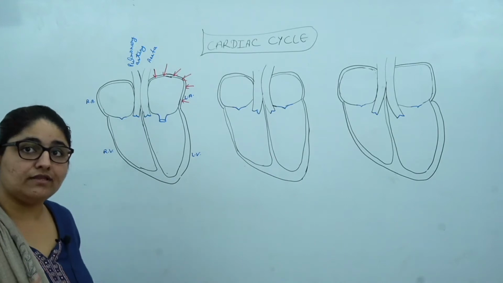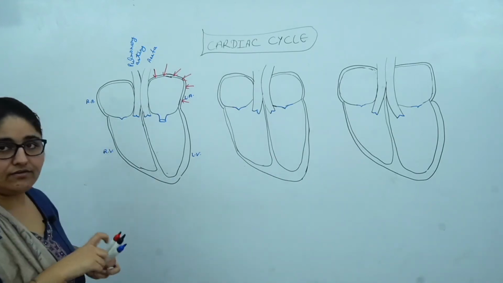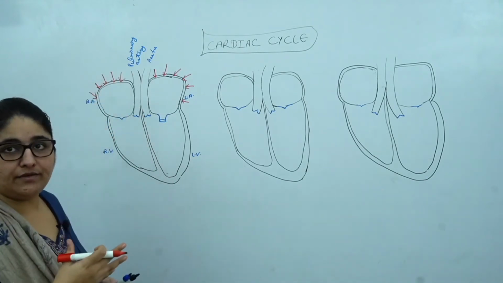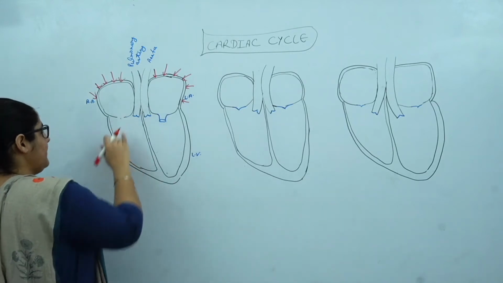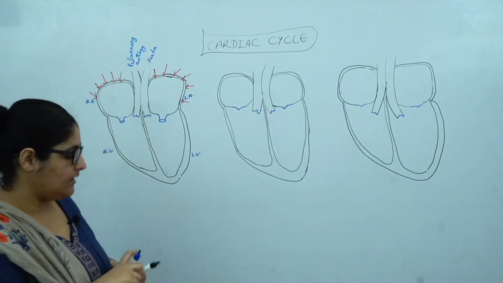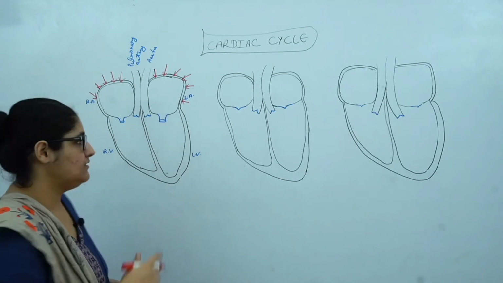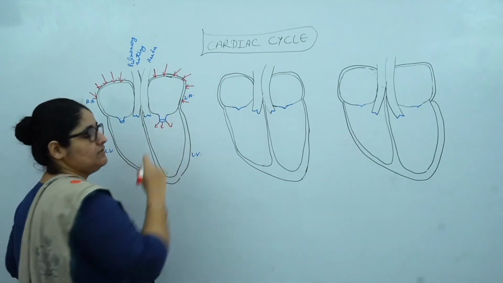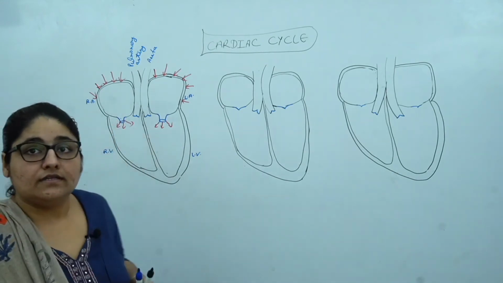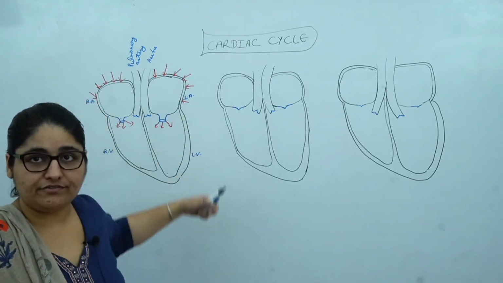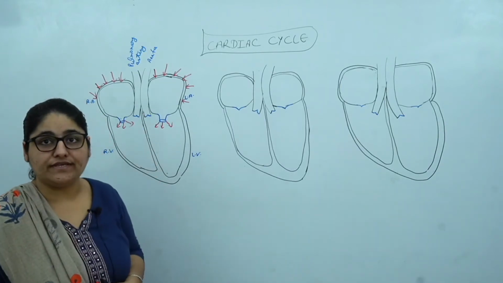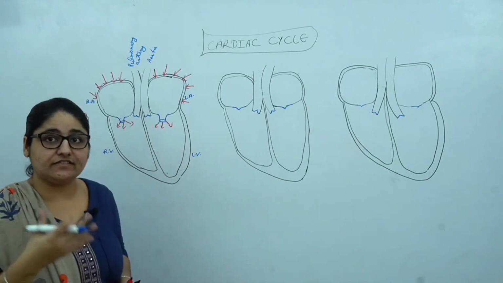Mitral valve will open. Similarly, on the right side also, the atrium starts contracting due to high pressure, and the tricuspid valve will open and blood will start flowing from the atrium to the ventricle. Similarly here, the blood will start flowing from atrium to the ventricle because of atrial contraction. So when the blood starts flowing from atrium to the ventricle, the ventricle starts filling.